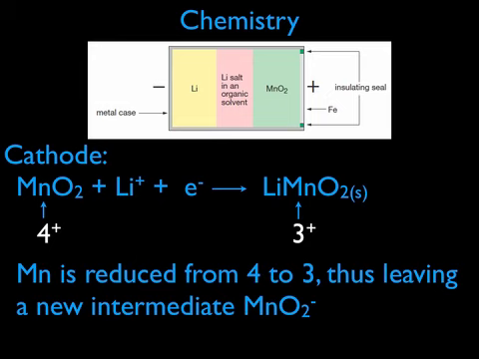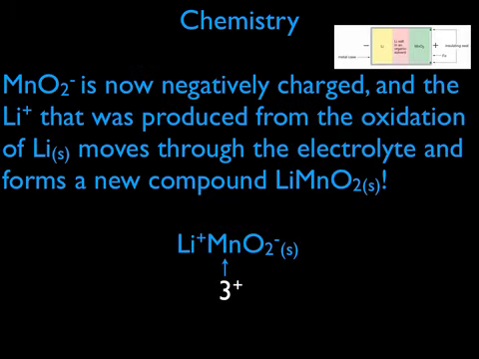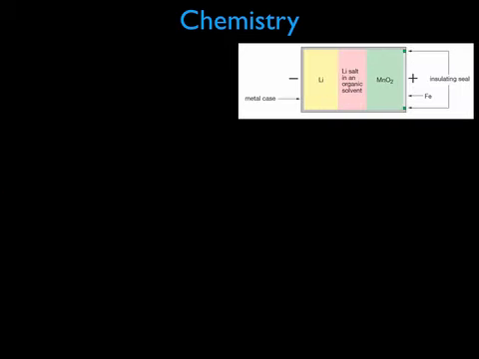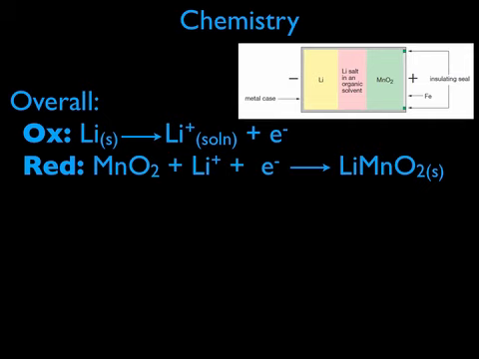Therefore, the lithium ion in the salt in the pink section of the schematic diagram is now electrostatically attracted to the manganese oxide. Therefore, you now have a new compound. MnO2- is negatively charged, and the Li+ that was produced from oxidation moves through the electrolyte and forms the new compound, lithium manganese oxide, with the manganese ion 3+. Sounds complex, but these are the two half equations you simply need to know.